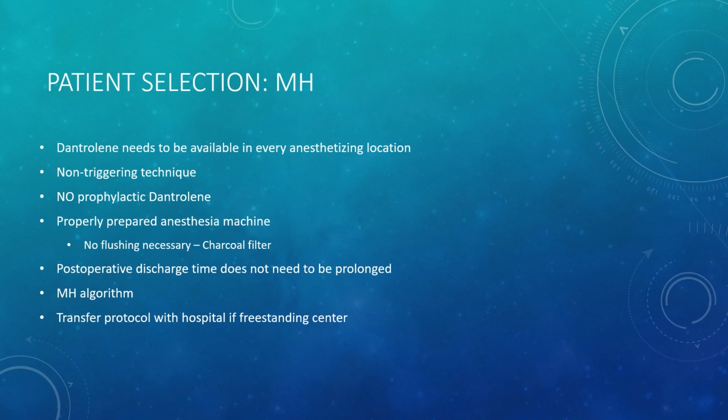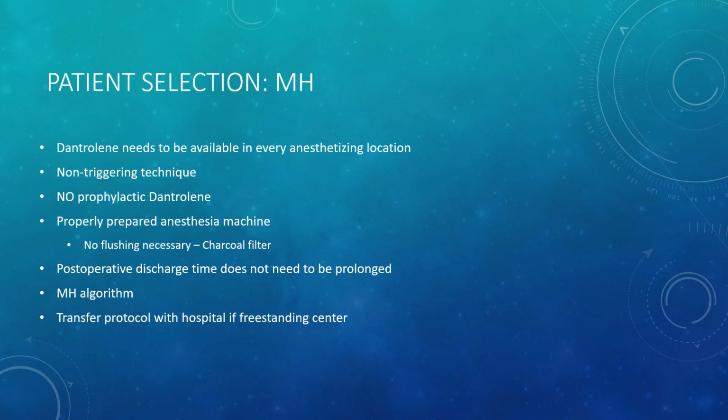The requirements are listed here. In any anesthetizing location, we have to have dantrolene available. We have to be able to perform a non-triggering anesthesia technique. There is no point in giving prophylactic dantrolene. You have to have a properly prepared anesthesia machine. While it's still unclear how long a volatile anesthetic may be present if you don't have an MH-naive or volatile-naive machine available, the charcoal filters are seen as a reliable tool to exclude the contact of the patient with volatile anesthetic.